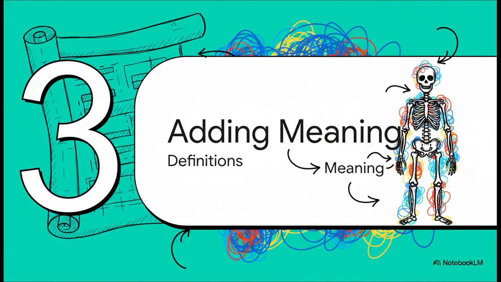So, now we have our blueprint, our grammar. What's next? Well, a blueprint is just lines on a page until you add notes about what materials to use, right? So now we're going to start adding meaning. We're going to write notes on our blueprint.